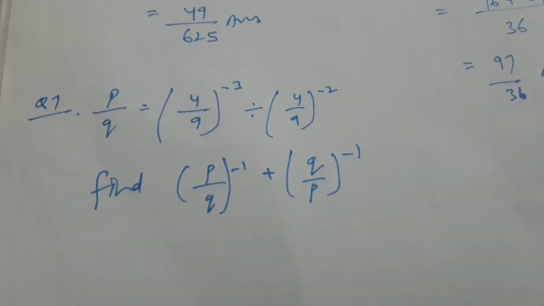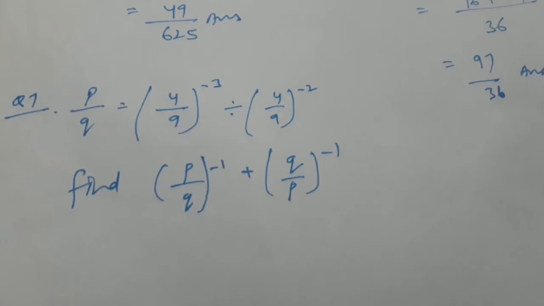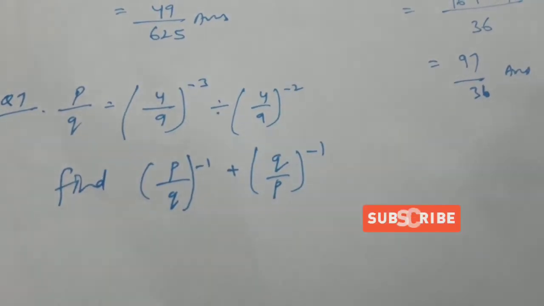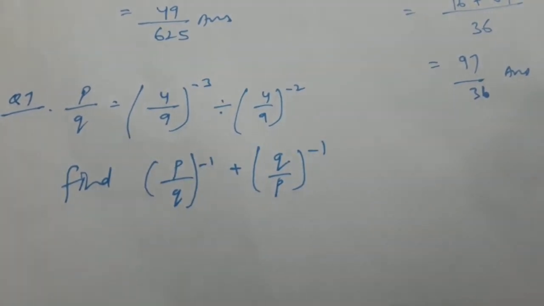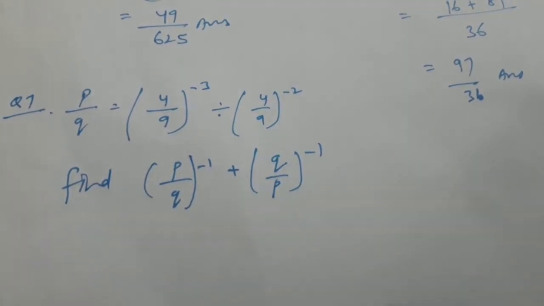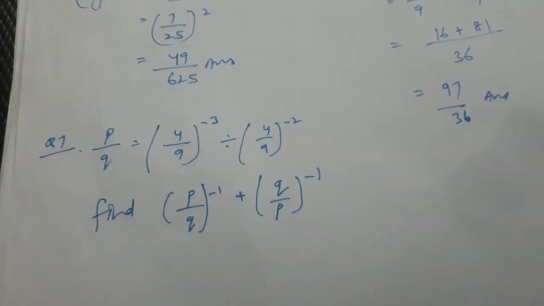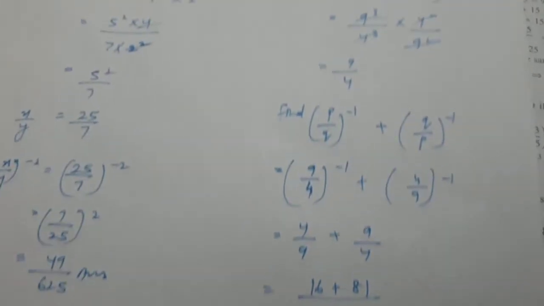In question number 7, we have been given p by q equal to (4 by 9) raised to the power minus 3 divided by (4 by 9) raised to the power minus 2. So we will have to find out (p by q) raised to the power minus 1 plus (q by p) raised to the power minus 1. So let's check out how to solve it.